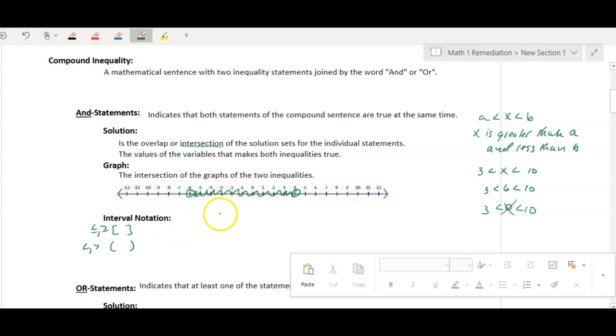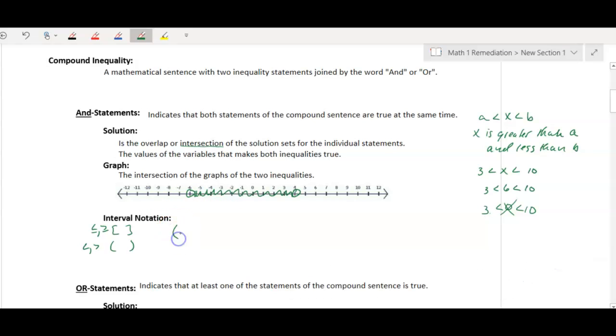But for an and statement, we're basically going to have a lower bound, comma, upper bound. And again, these brackets could be different, okay? So your lower bound would be here, your upper bound would be here.